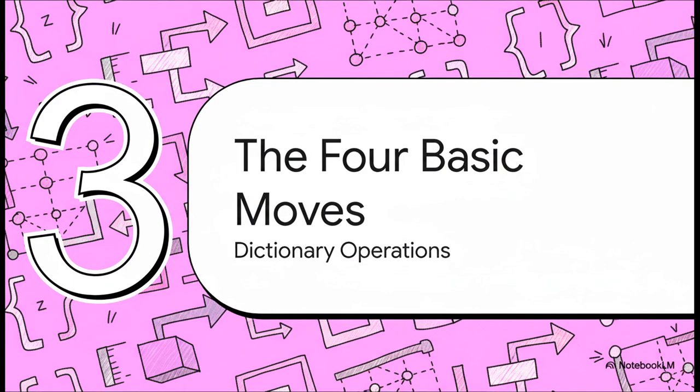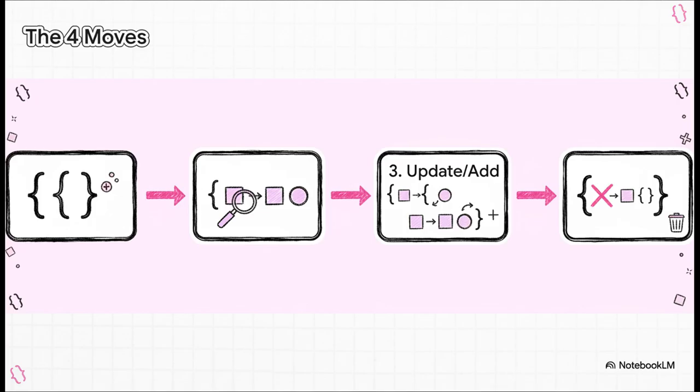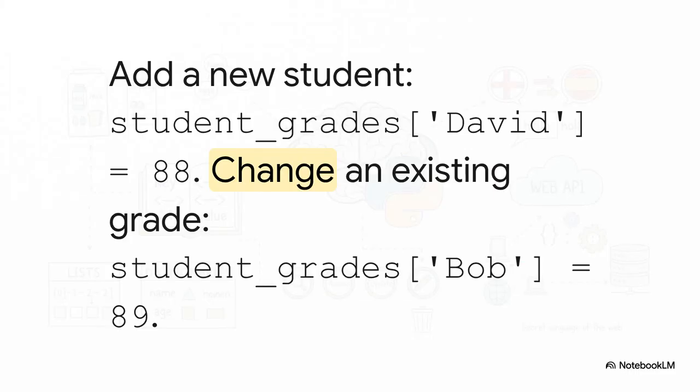Okay, enough theory. Theory's great, but let's get our hands dirty. The good news is, working with dictionaries really just boils down to 4 basic moves. Seriously, once you nail these 4, you can do pretty much anything you need to. And to show you how this works, we're going to use this simple little dictionary right here. We've got student names as our keys and their grades as the values. Nice and simple. So here they are: create, access, update, and delete. We've already handled number 1. We created our dictionary. So now let's walk through the other 3: how to get stuff out, change it, and get rid of it.